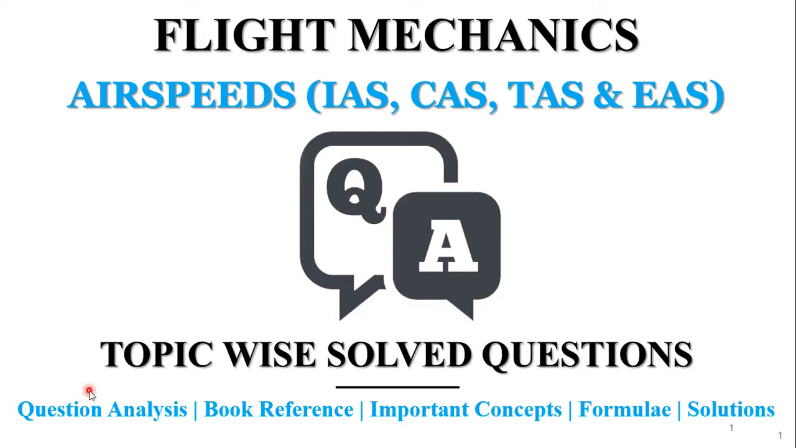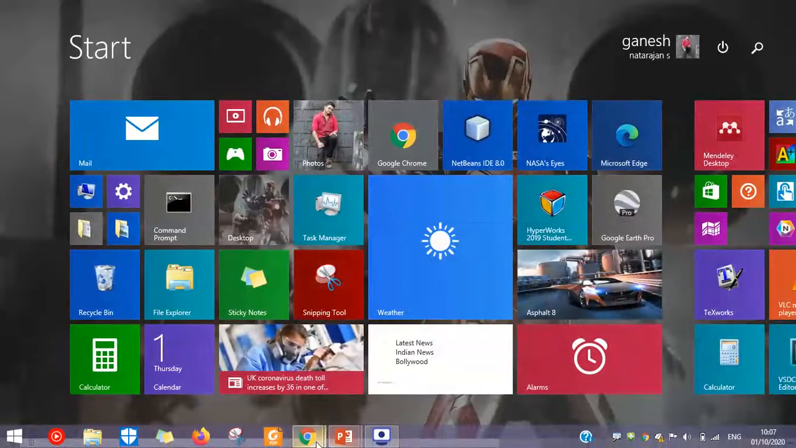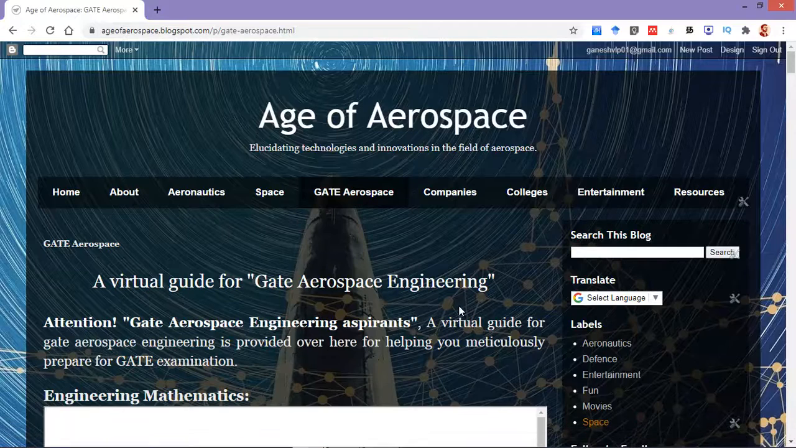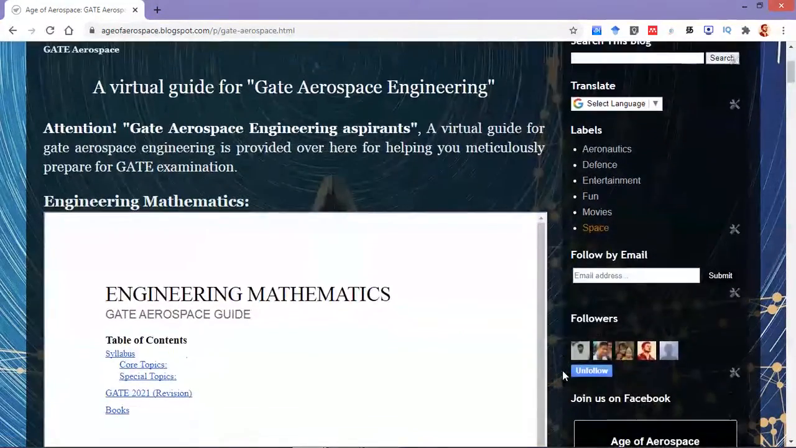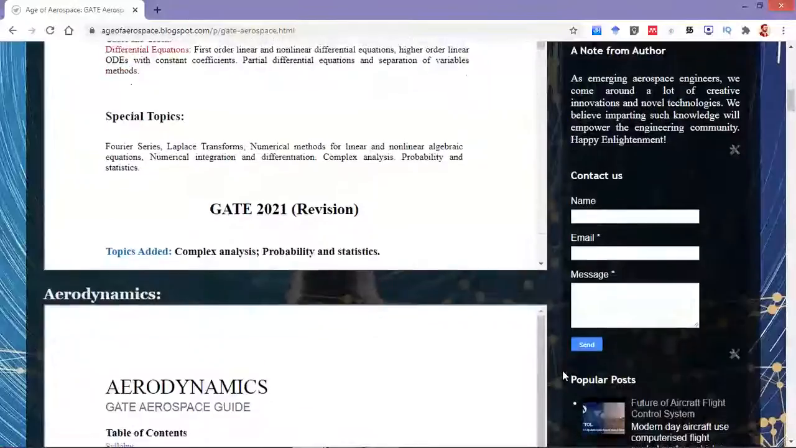We'll be focusing on the question analysis. Further, we will be moving on to book reference, important concepts, formulae, and solutions regarding this particular topic, airspeeds. Now let me switch over to the blog consisting of the GATE Aerospace materials. So here I am on the Edge of Aerospace blog and the GATE Aerospace tab. Here, now moving on to the flight mechanics portion.